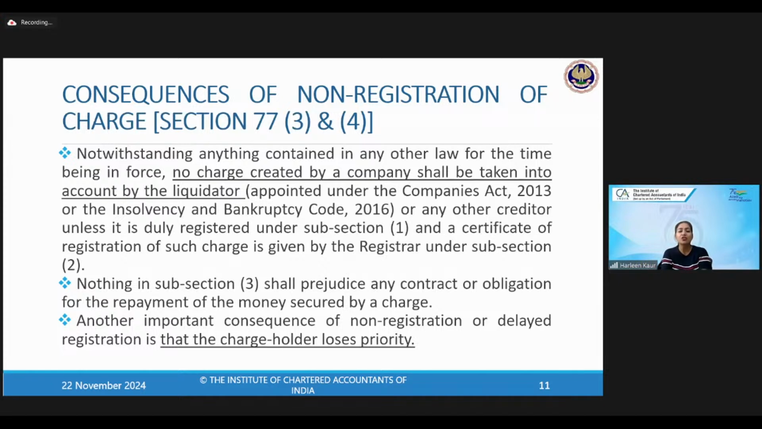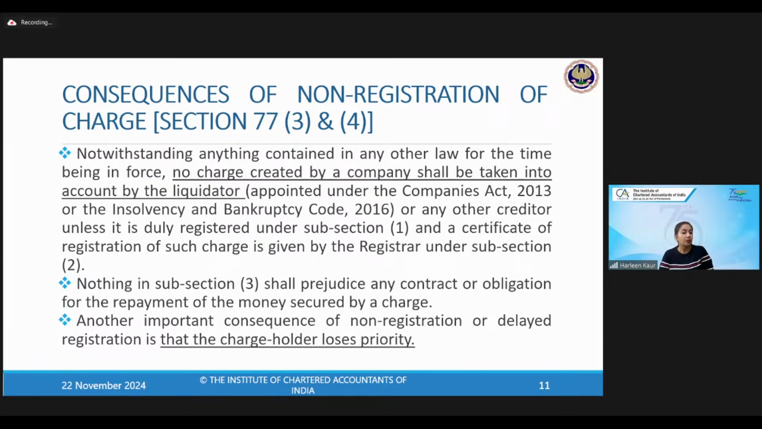It says no charge created by the bank shall be accounted for by any liquidator. The liquidator of the company who is appointed under the Companies Act or the Insolvency and Bankruptcy Code, or any other duly registered person, will say that this security which is not registered with the ROC will be considered as unsecured. He will not take it into consideration, meaning he will not pay the money back to those people who have already given secured money. They will also be counted as unsecured creditors.